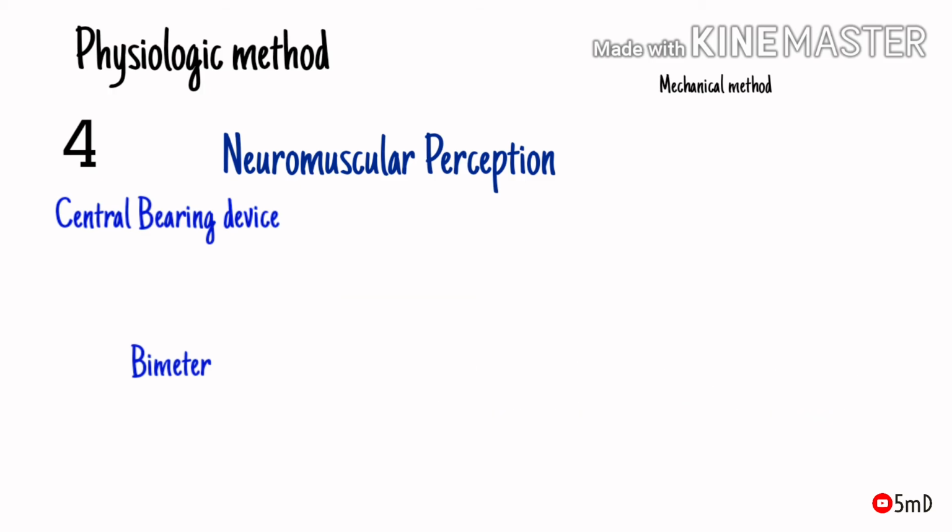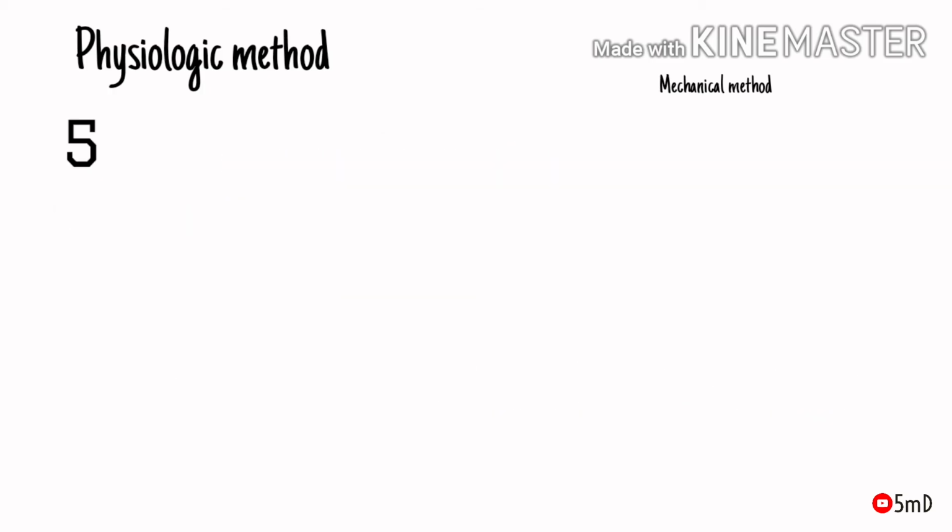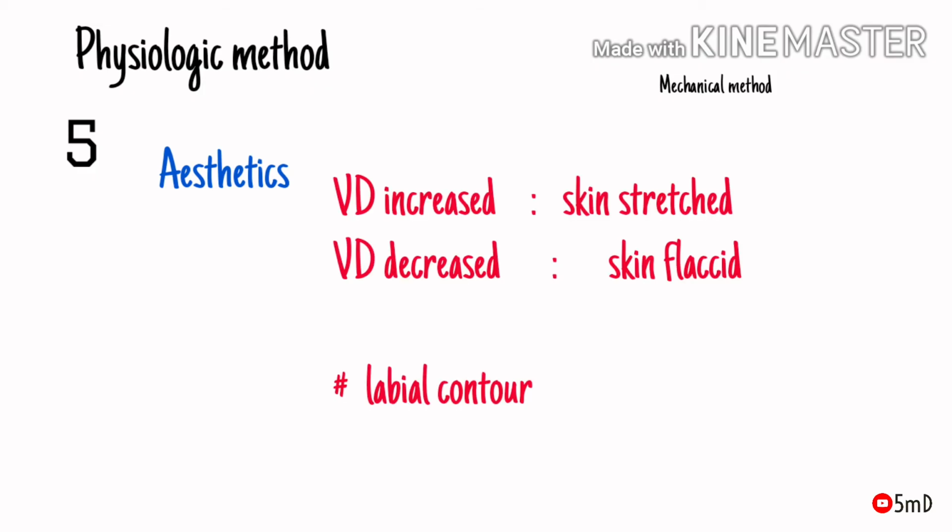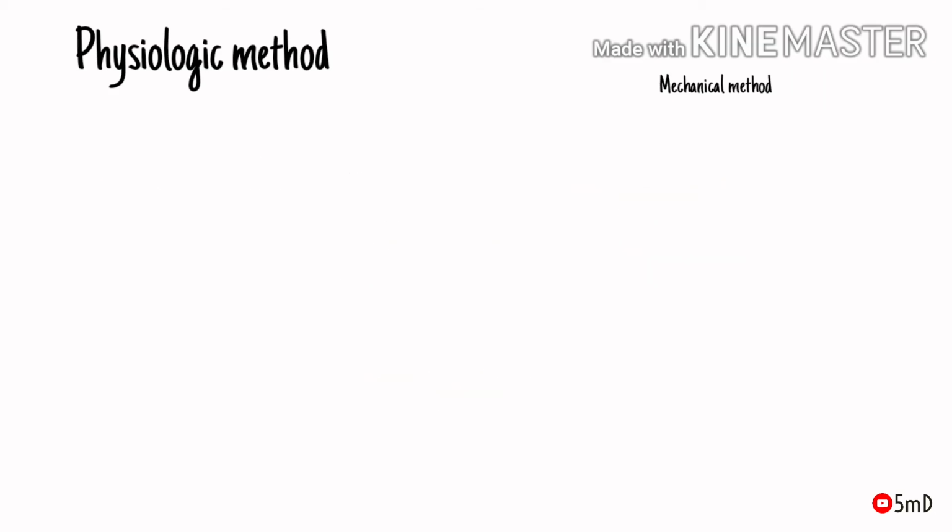The final method in the physiological methods of determining VD at occlusion is the usage of aesthetics. When VD is increased, the skin of the lips appears stretched. When VD is decreased, the skin appears flaccid. The labial contour can also be checked by an experienced dentist. We next move on to the second method, that is the mechanical methods for determining vertical dimension at occlusion.